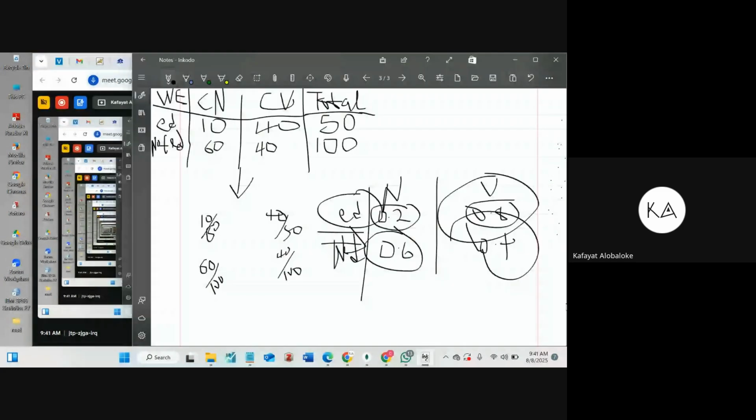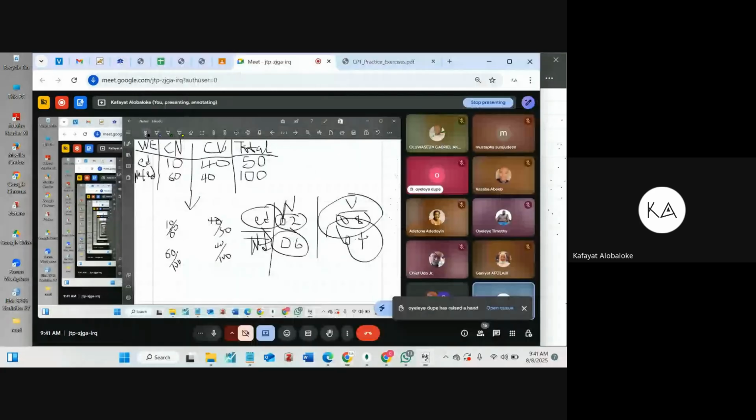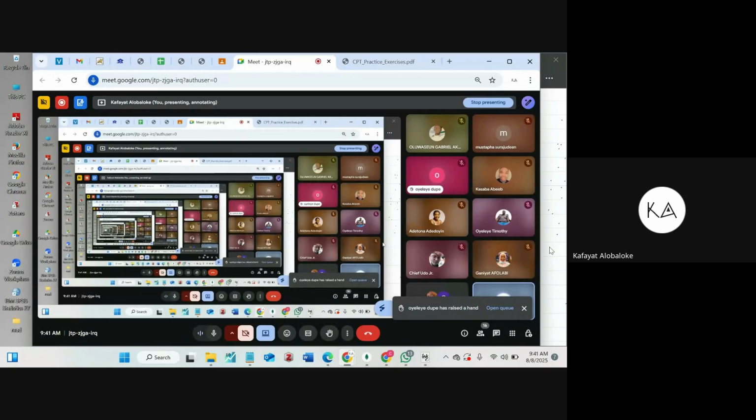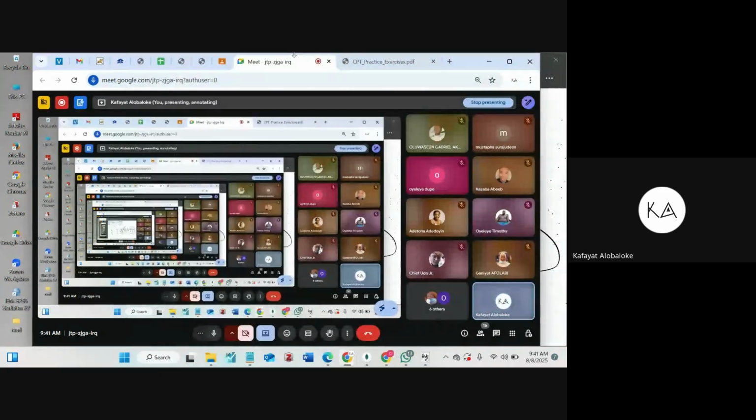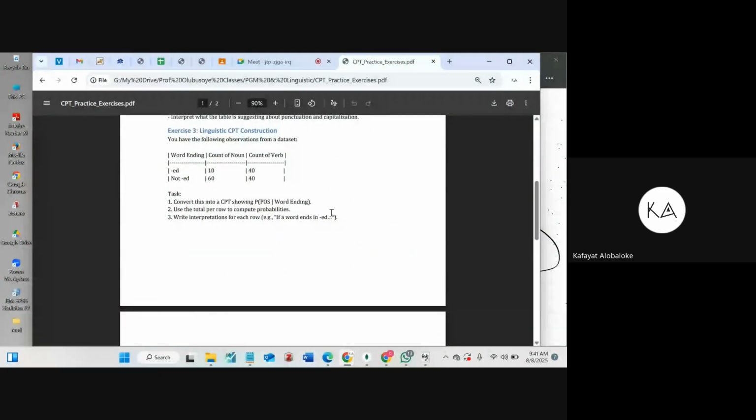So who wants to assist with the next one? Just go ahead, unmute yourself. For the next rule, if a word does not end with ed, there is a 60% chance that it is a noun and a 40% chance that it is a verb. Very good. Thank you very much, Tupa. So I think we are done with exercise 3.